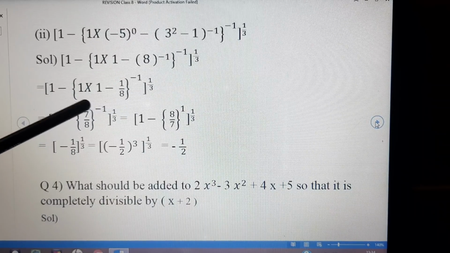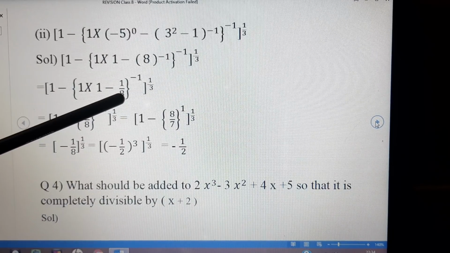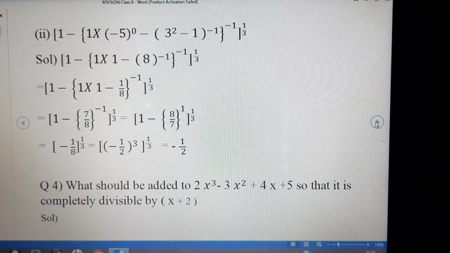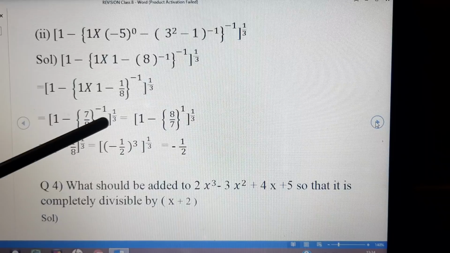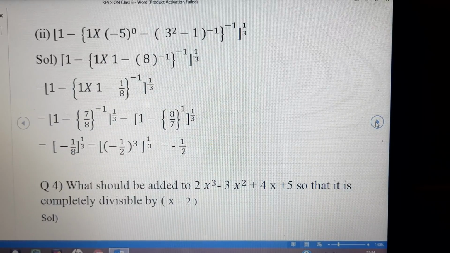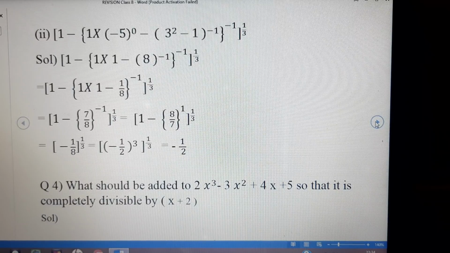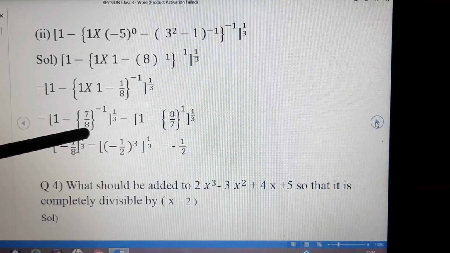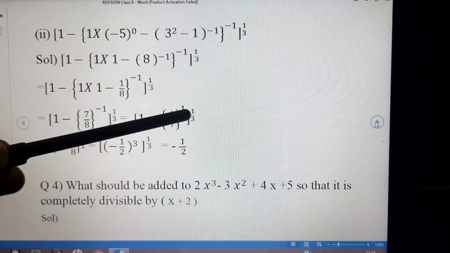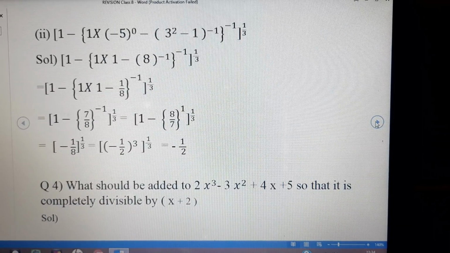Okay, curly bracket. Within the curly bracket, we have 1 minus 1 upon 8. Take the LCM. 8 minus 1, that means 7. 7 upon 8. 7 upon 8 to the power minus 1. Again, the negative exponent. Whenever we have a negative exponent, we have to write the reciprocal of the number whose power it is. Fine. So the reciprocal of 7 upon 8 is 8 upon 7. Clear? 8 upon 7 and this minus 1 becomes 1. Whether you write 1 or you do not write 1 does not matter.